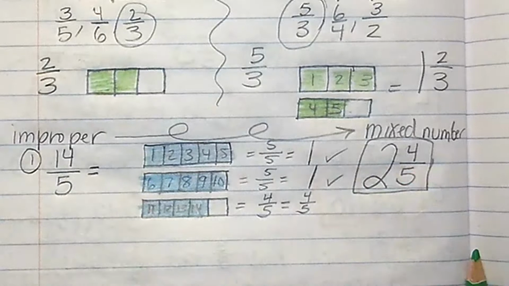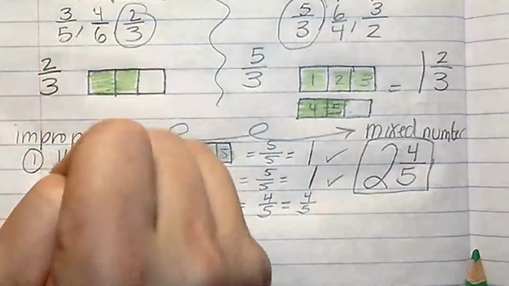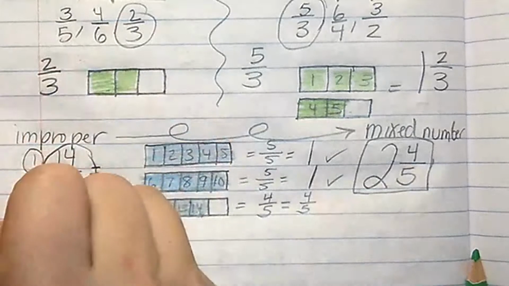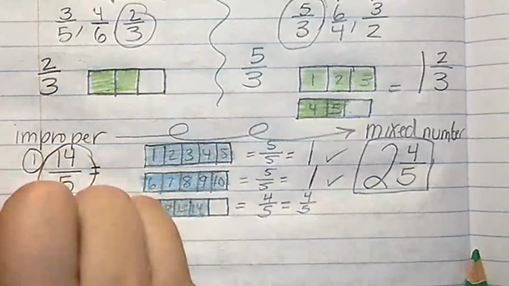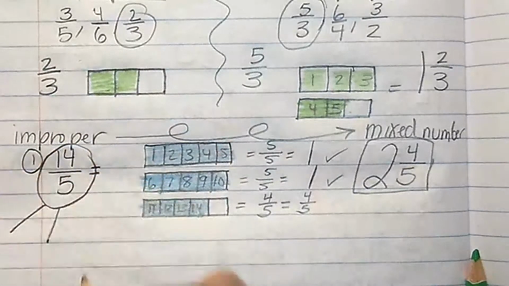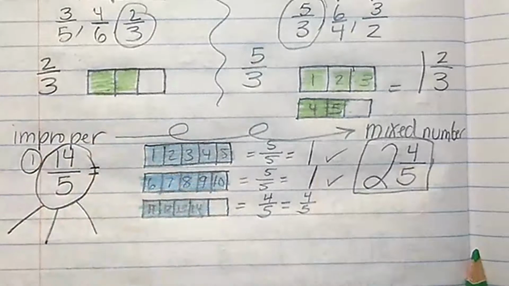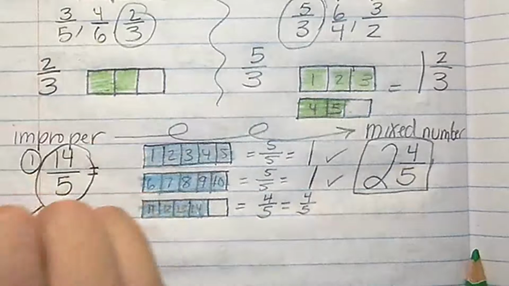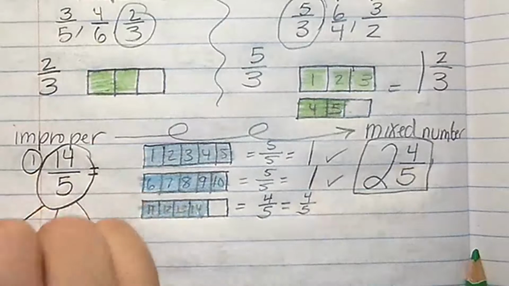Well, there's another way that we can do this, and this is a way that some people like better. I'm going to take my 14/5 and make a number bond for it. I want to think of all the ways I can add up to 14/5, but I'm going to start by taking out 5/5, because 5/5 is equal to one whole.